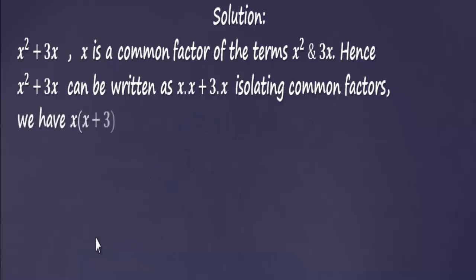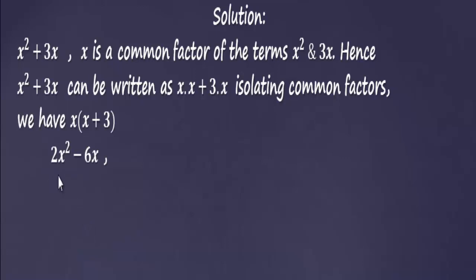So let's go now. We now have x that is common, open bracket. What remains when you remove x here? It remains x. What remains when you remove x here? It remains 3. That is why we have 3 here, and we close the bracket. That is how to factorize this expression. Now let's go to number 1B.